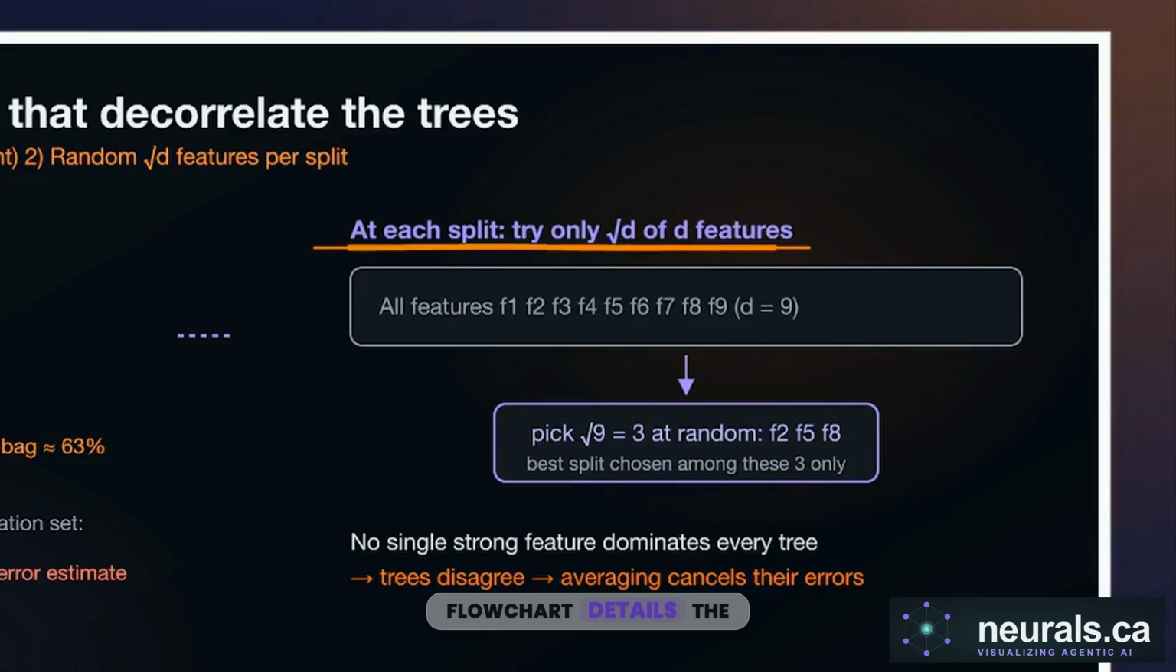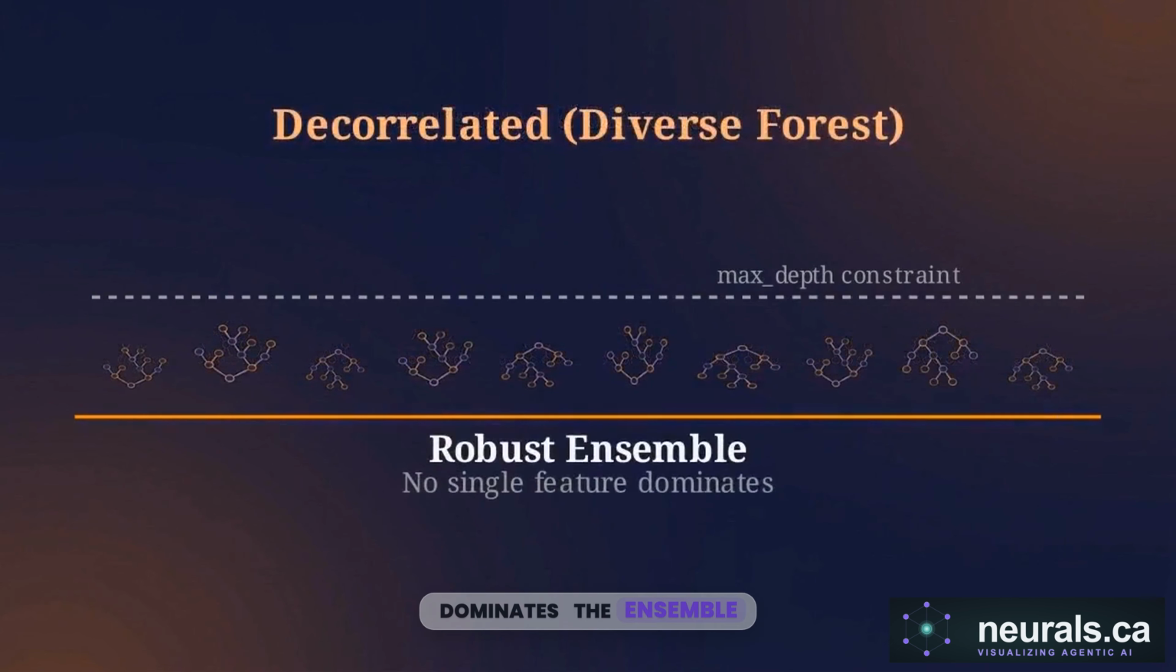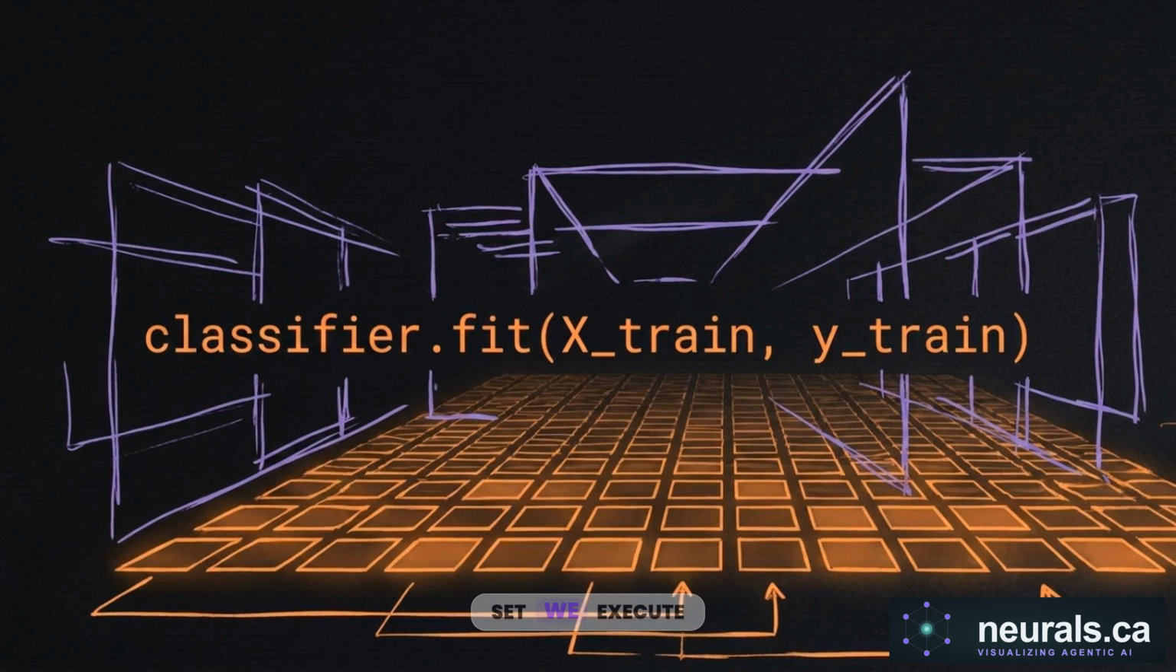This flowchart details the hidden algorithmic mechanism triggered during those splits. At each branch, the model evaluates only a random subset, the square root of d, of the total available features, guaranteeing that no single strong feature dominates the ensemble. With the constraints set, we execute the process using classifier.fit.